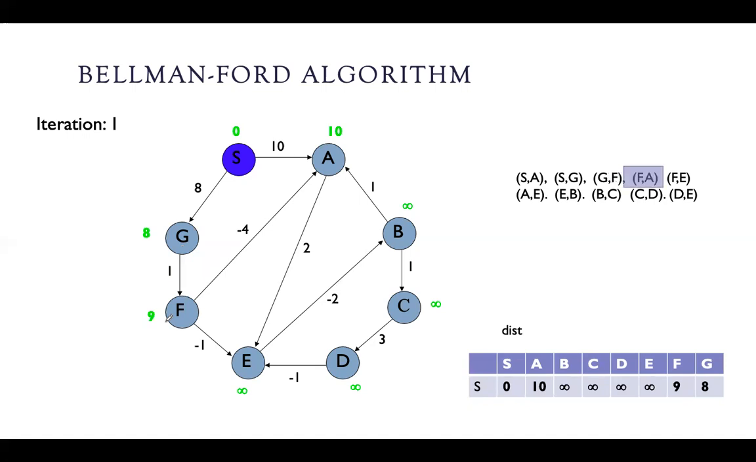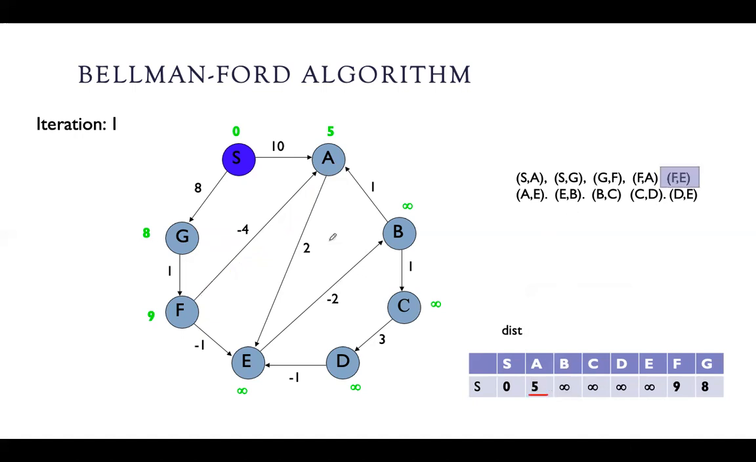Okay. Next edge is F to A. Already distance of A, 10, is there. Now we got a new edge to A. It's distance of F plus weight. Okay. 9 minus 4 is 5. 5 is less than 10. So update the weight of A. It will become 5. Here also you have to update it. Its weight will become 5.